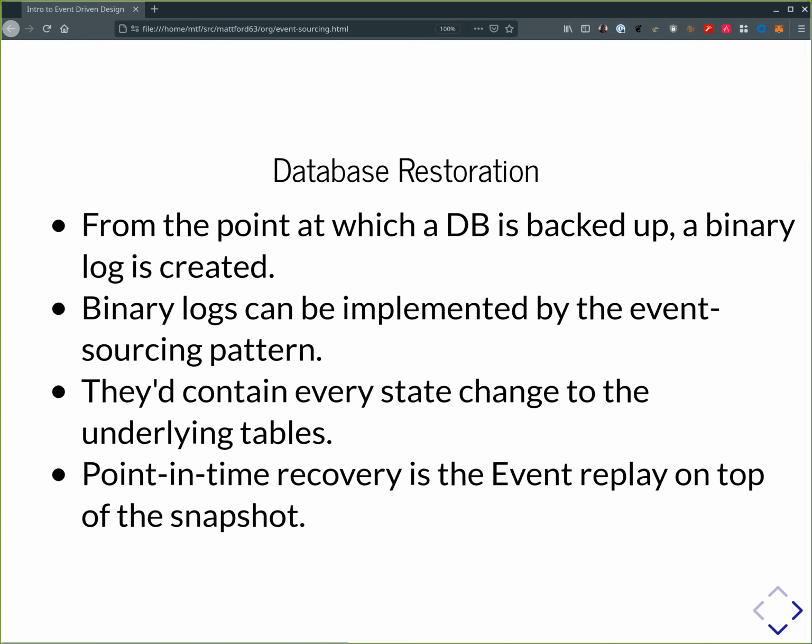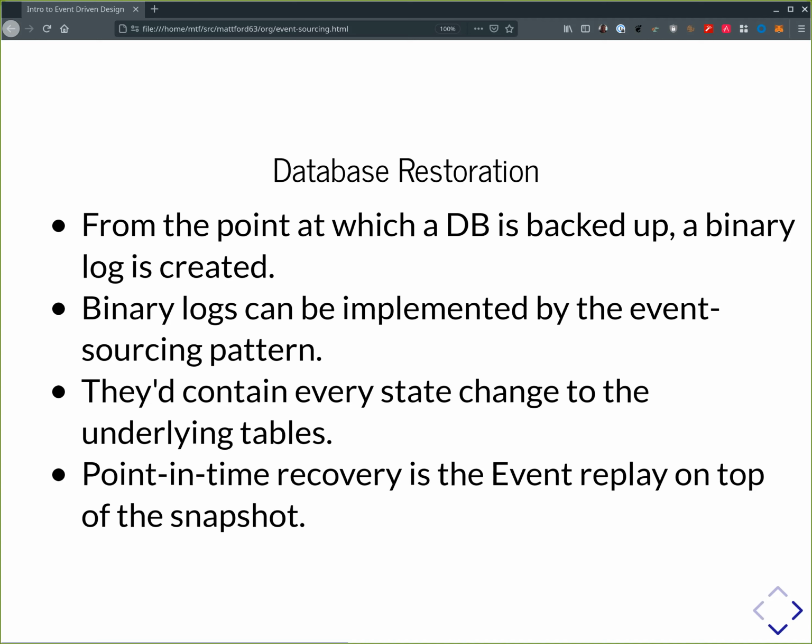Another and final example is database restoration. If a database chooses to implement the event sourcing pattern, and every change to the underlying table structure is first written out as an event before actually being written to the table structure on the file system, then in the database world, that's called a binary log.